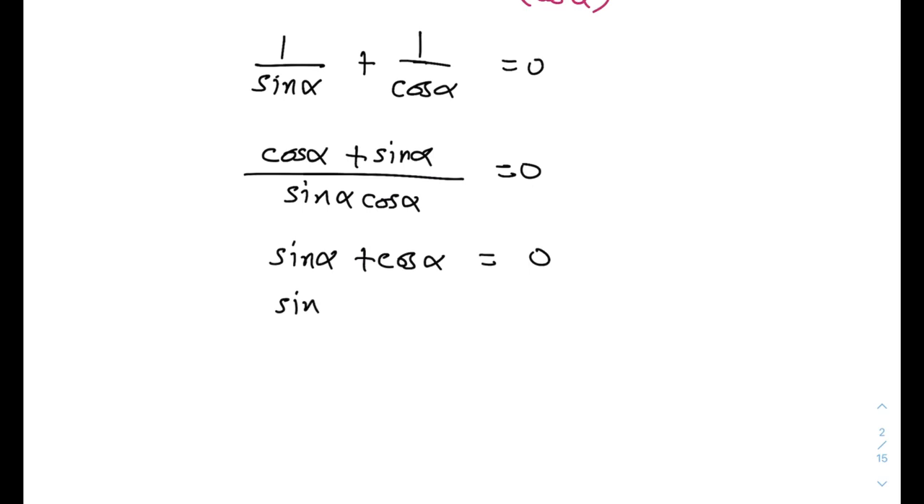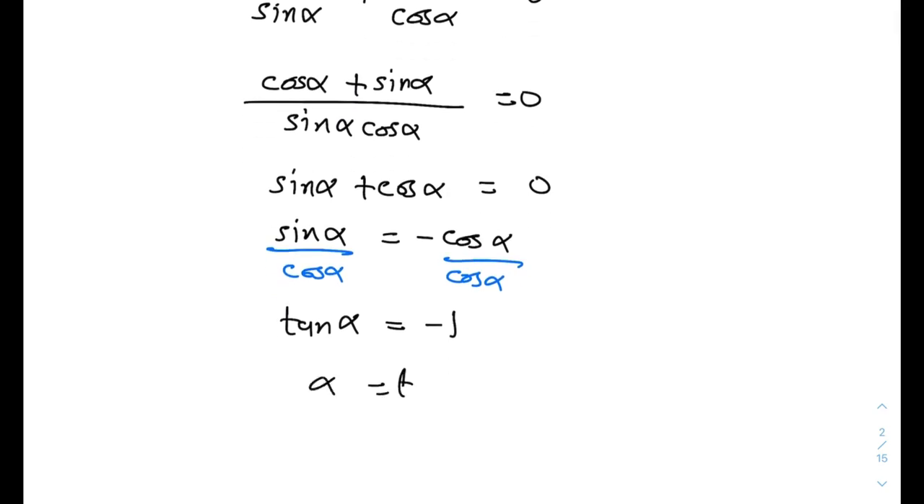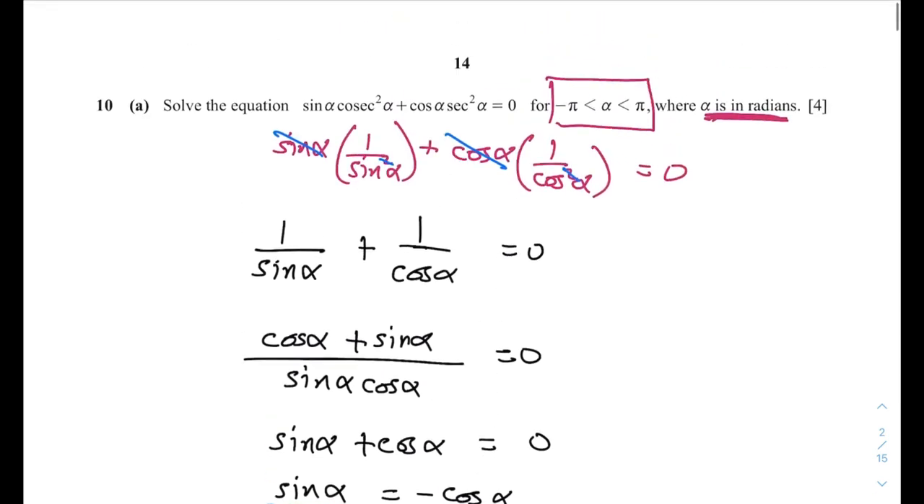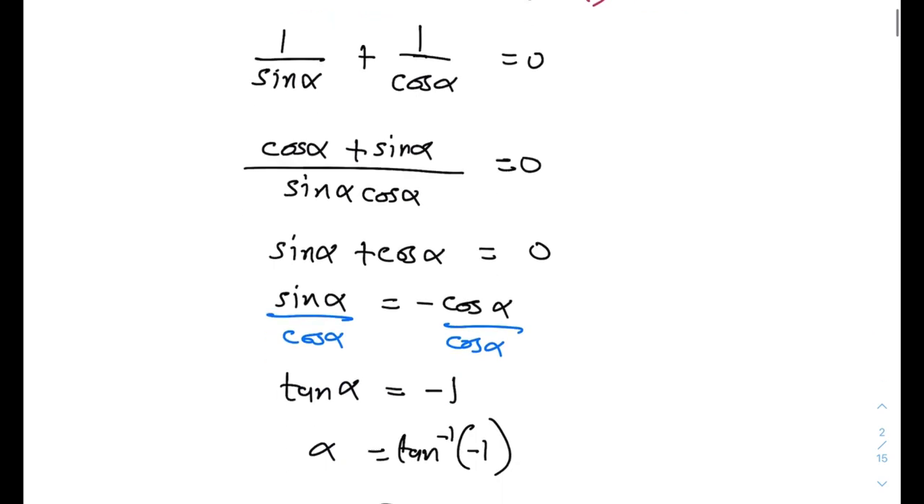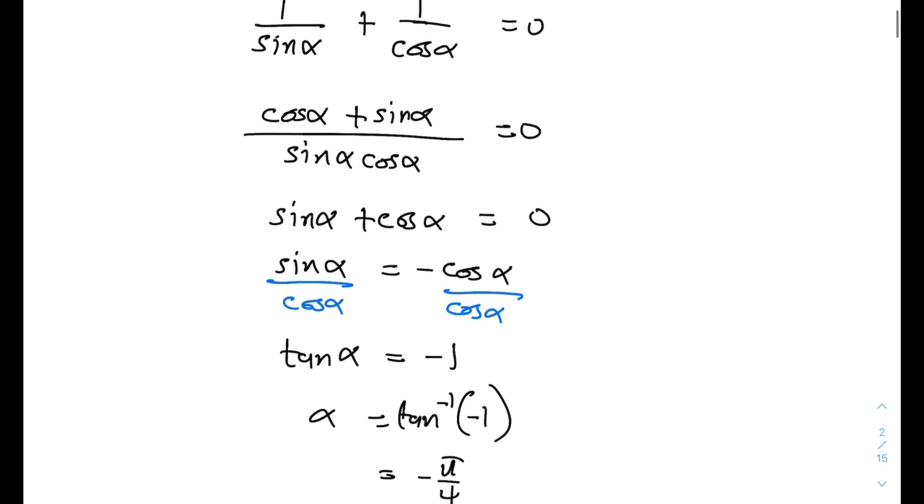So I'm going to have sine alpha is equal to negative cos alpha. Then I'll divide both sides by what? Cos alpha. All right, I'll divide both sides by cos alpha. That gives me tan alpha is equal to negative 1. Okay, so alpha is equal to tan inverse of negative 1. Make sure your calculator is in radians because what we are working with is radians. So tan inverse of negative 1 is equal to negative pi on 4. Okay, so that is the angle.